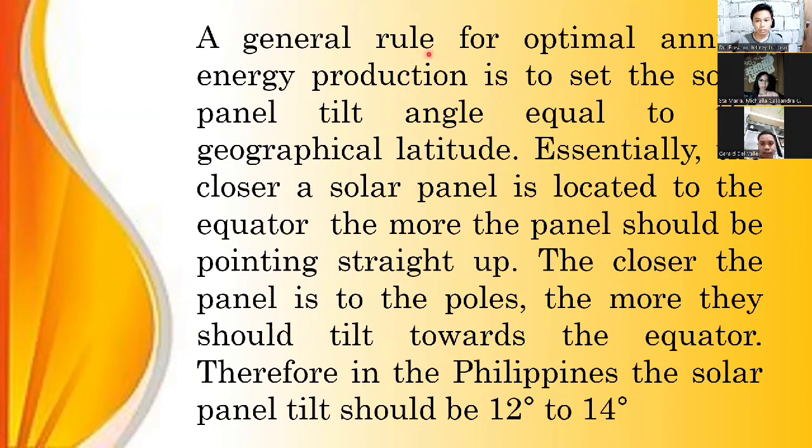As a general rule, for optimal annual energy production, set the solar panel tilt angle equal to the geographical latitude. Essentially, the closer a solar panel is located to the equator, the more the panel should be pointing straight up. The closer the panel is to the poles, the more it should tilt towards the equator. So in the Philippines, the solar panel tilt should be 12 degrees to 14 degrees.